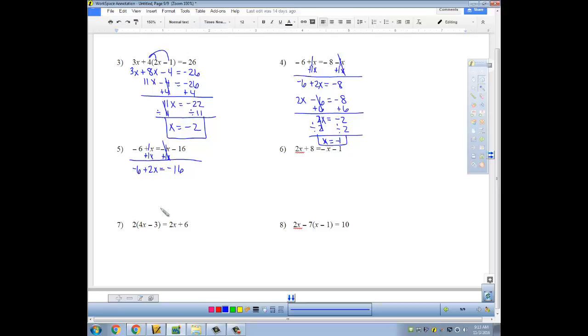And again, we can rewrite this so the variable is first. So we got 2x minus 6 equals negative 16. Add 6 to both sides to get 2x equals negative 16 plus 6 is negative 10. Then divide both sides by 2 to get x equals negative 5.